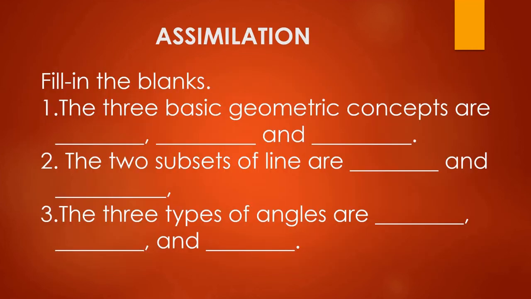Now, it's time for you to answer the assimilation part of your LAS. So, in here, you're going to fill in the blanks. So, tingnan natin kung may natutunan kayo doon sa ating diniscuss. Number 1, the three basic geometric concepts are, so ano-ano yung mga three basic, yung mga undefined terms. Next, number 2, the two subset of a line are, so ano yung two subset of a line na diniscuss natin. Number 3, what are the three types of an angle? So, yun, kadidiscuss lang natin. So, write the answers only.